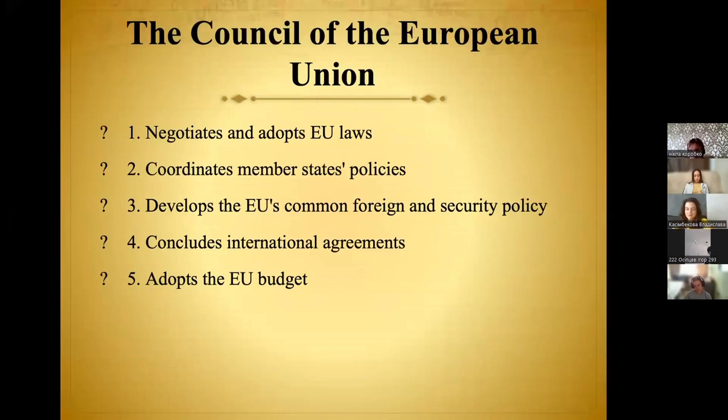So we now have five main functions of the Council of the European Union, and we will talk about them right away. Negotiation and adoption of the European Union laws, coordination of member states' policies, development of the European Common Foreign and Security Policy, conclusion of international agreements, and adoption of the European Union budget. As a rule, the European Union budget, as probably in the majority of countries, is actually a law, and it goes through the legislative procedure. However, because of its high importance, we separated the function of adoption of the European Union budget from the others and put it separately.